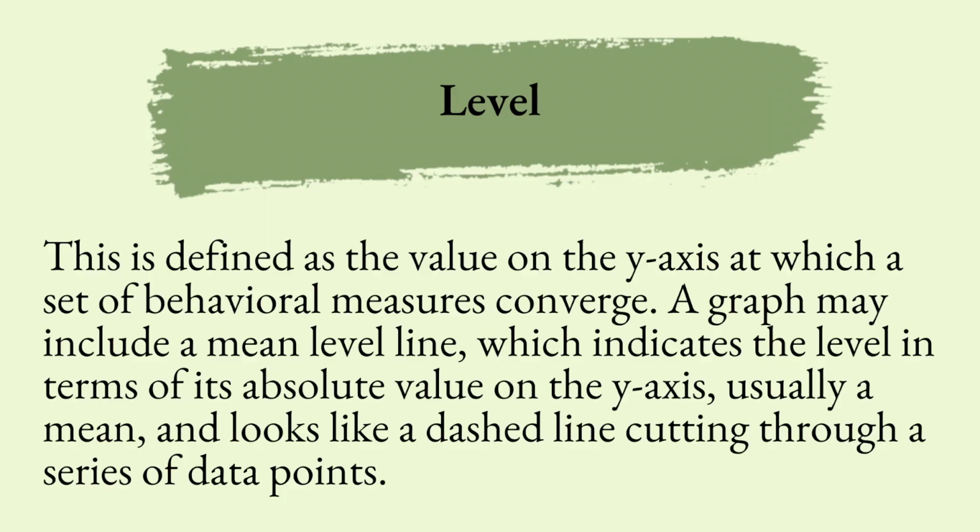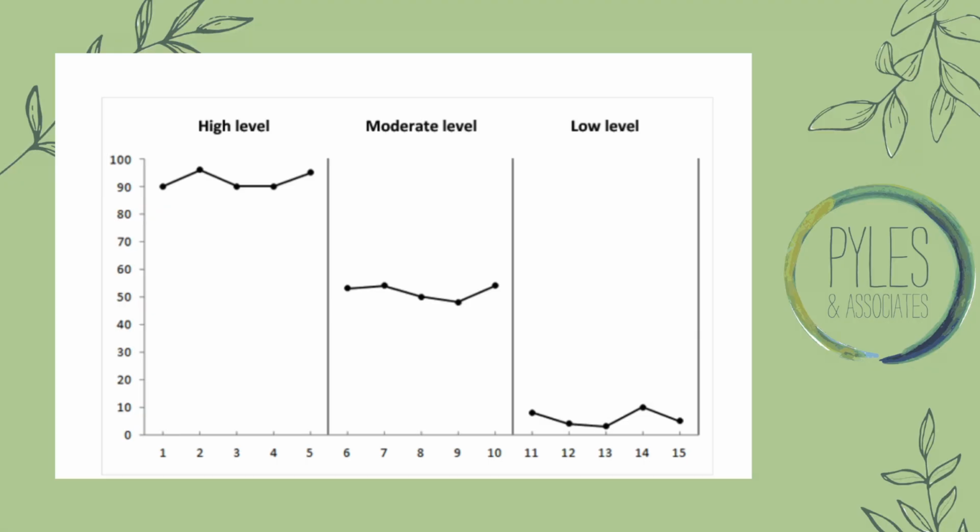Up next is level. Level is defined as the value on the y-axis at which the set of behavior measures converge. A graph may include a mean level line, which also indicates the level in terms of absolute values on the y-axis, which usually looks like a dashed line cutting through the series of data points. What's important to know about the level is that it essentially demonstrates the stability of your data as it moves from one level to another, as shown in our example.